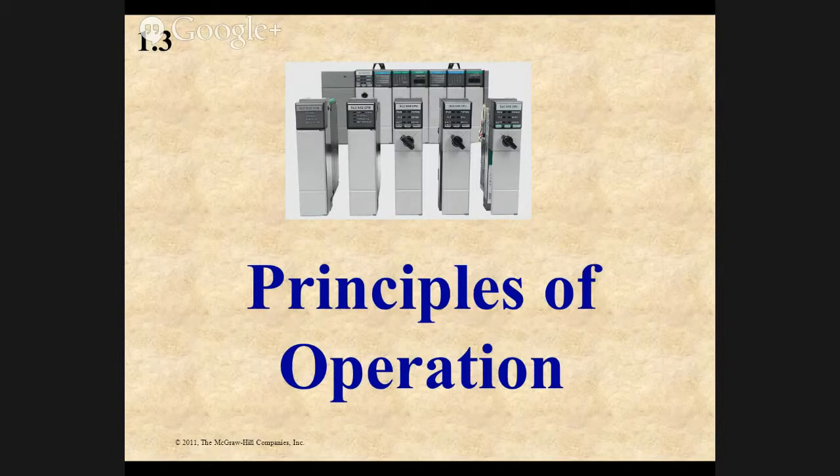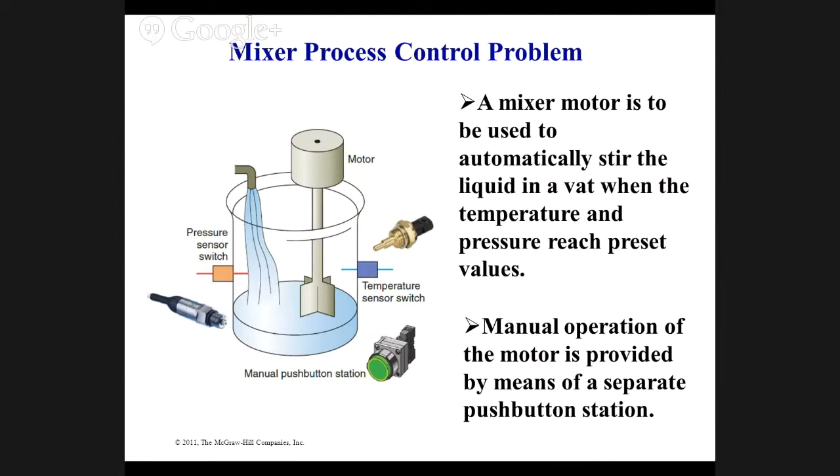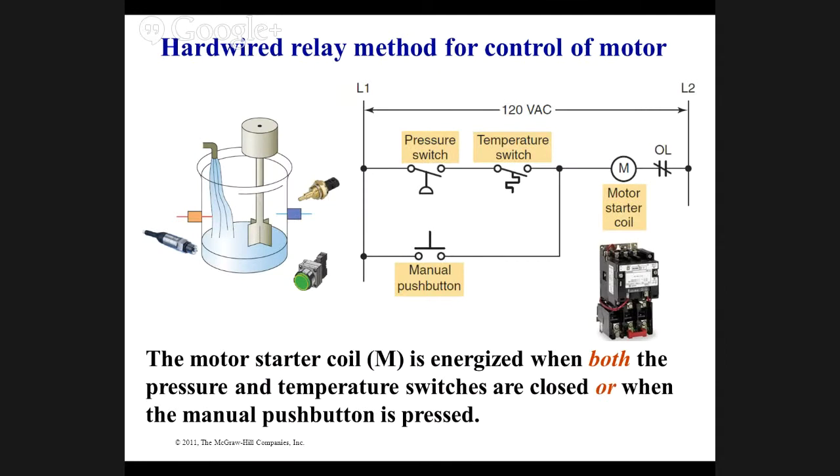So let's go into this one. And all right. Here's an example of a mixer process control. So we have a motor, and it automatically starts to stir liquid in this vat when the temperature and pressure reaches a preset value. It has a manual override button, which means it just turns the motor on. Okay. So let's look at this example. Here we have L1 and L2.